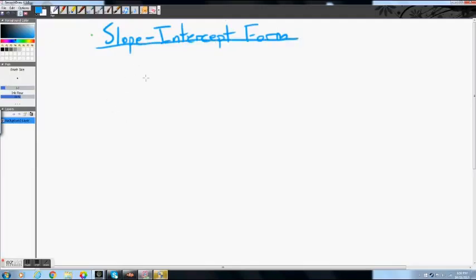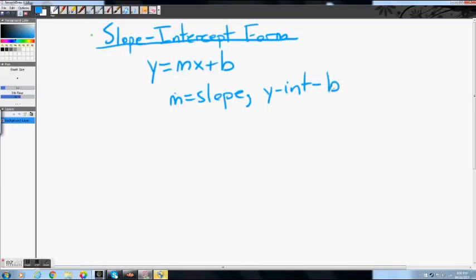And this form is written as y equals mx plus b. So, the slope-intercept form for a line with slope m and y-intercept b is y equals mx plus b.